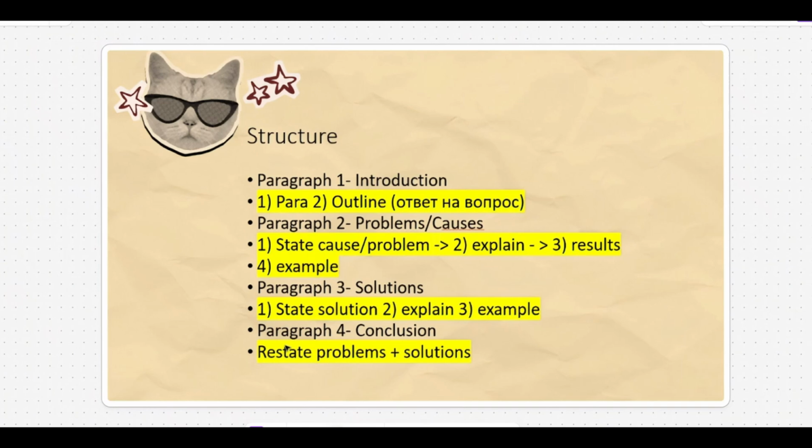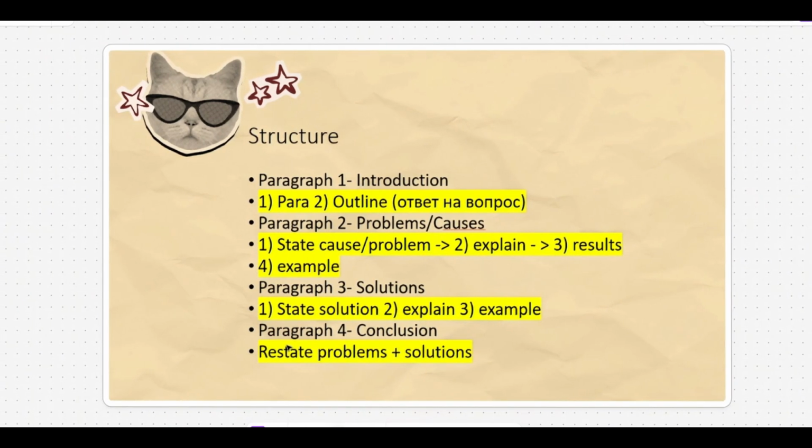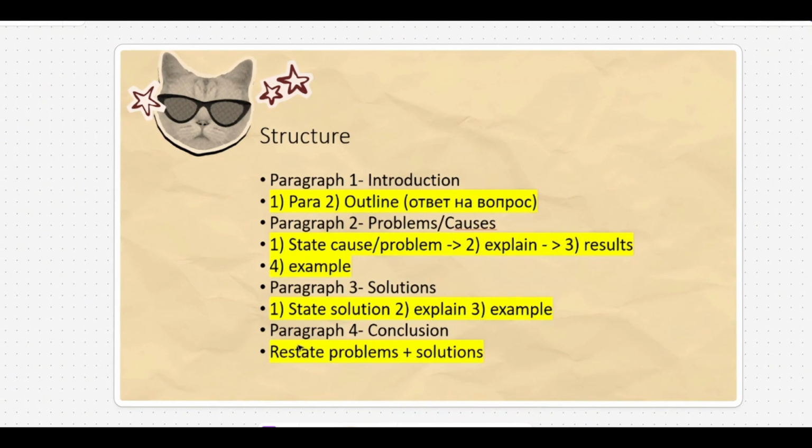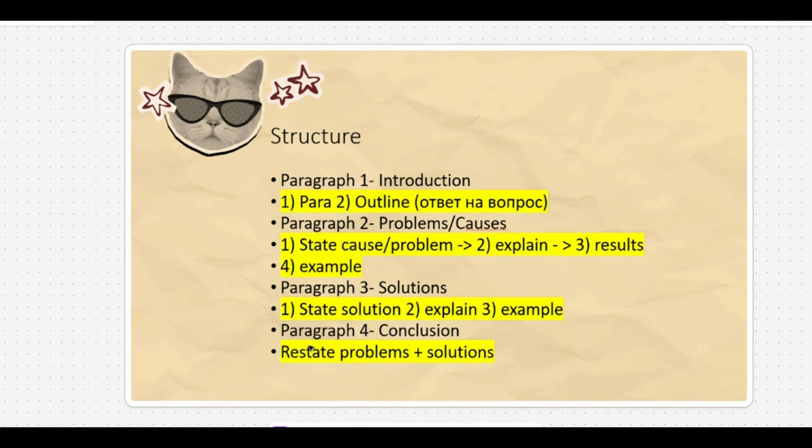Now, let's look at the structure of the full essay. It has 4 paragraphs in general. The first one is the introduction, which consists of 2 sentences. First of all, you should paraphrase the question, then write an outline sentence that tells the examiner what the essay will discuss.